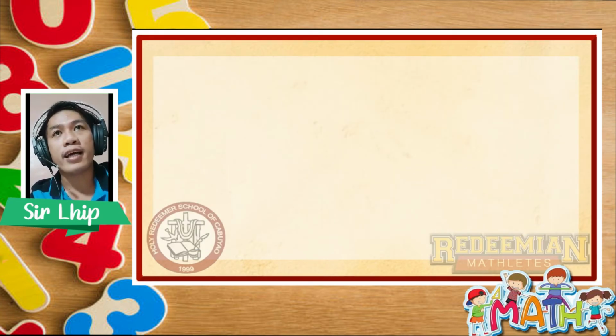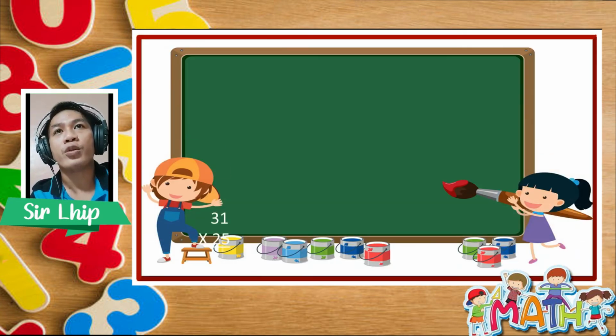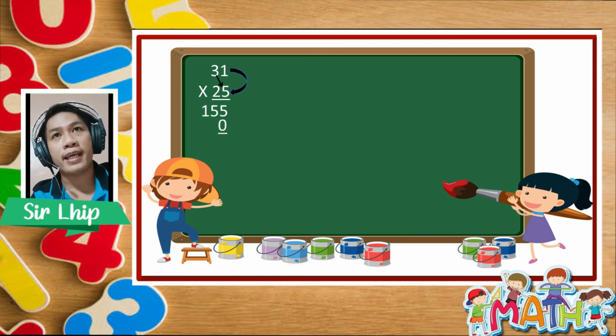And 31 times 25, multiply it using the long method. So 1 times 5 equals 5. Write it below the ones. 5 times 3 equals 15. Write it below the tens. Then, write 0 below the ones place.